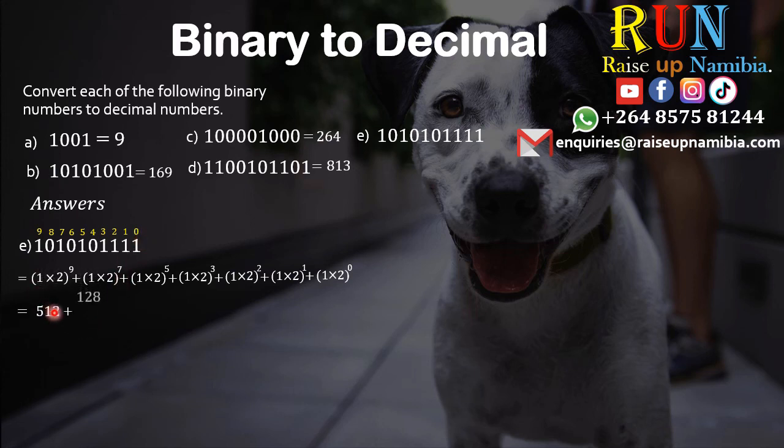Okay, so let's work them out. We get 512 plus 128 plus 32 plus 8 plus 4 plus 2 plus 1. Okay, now if you add all of them over here, what answer do you get? We get 687, and that's our final answer for E.